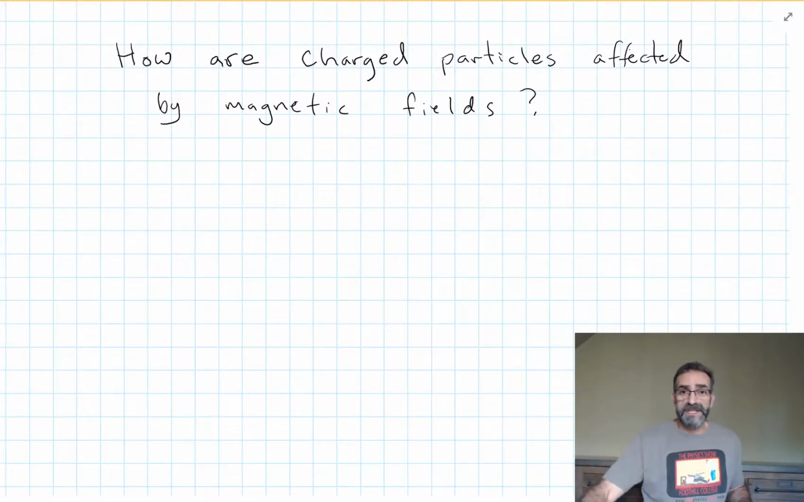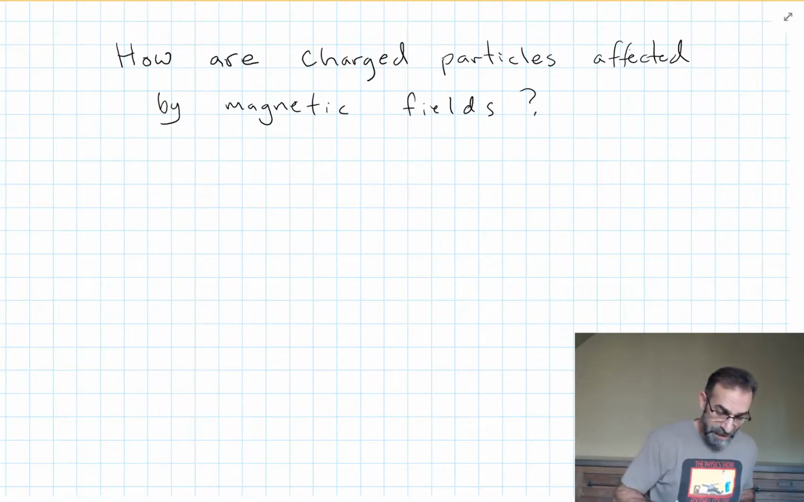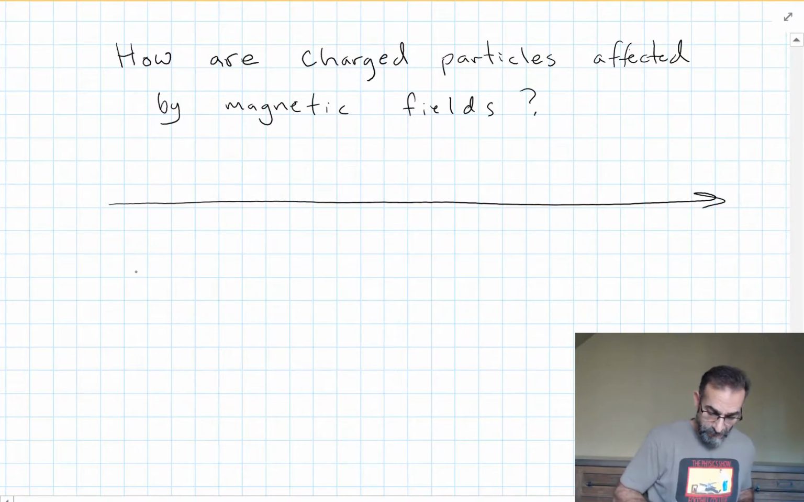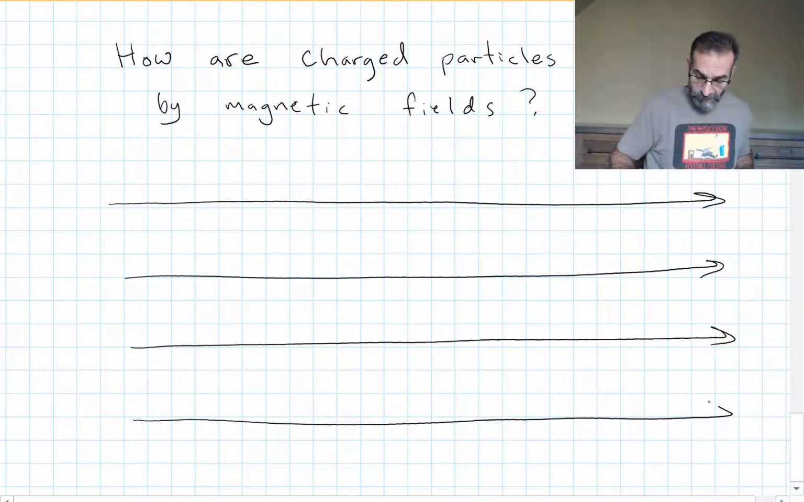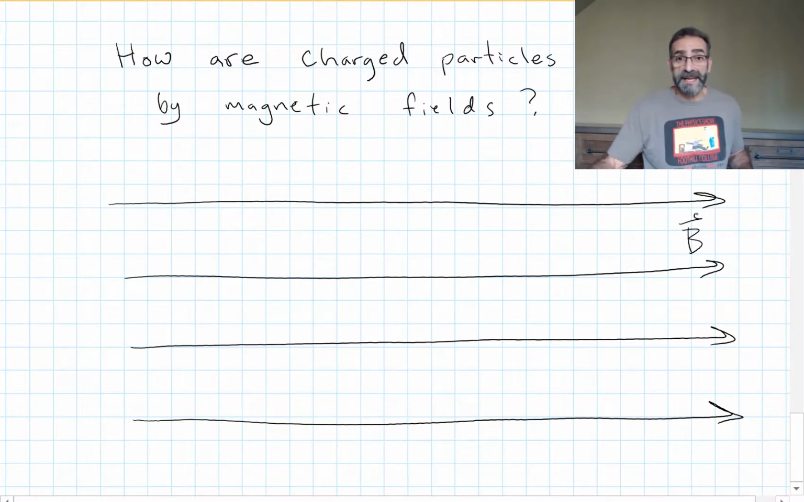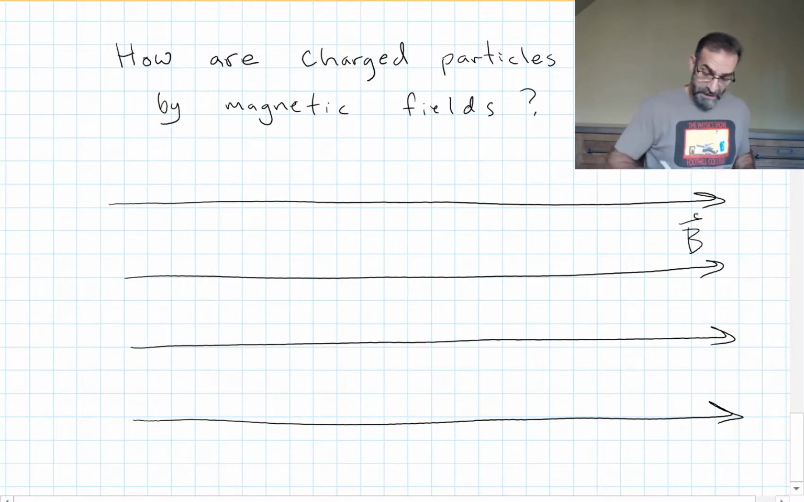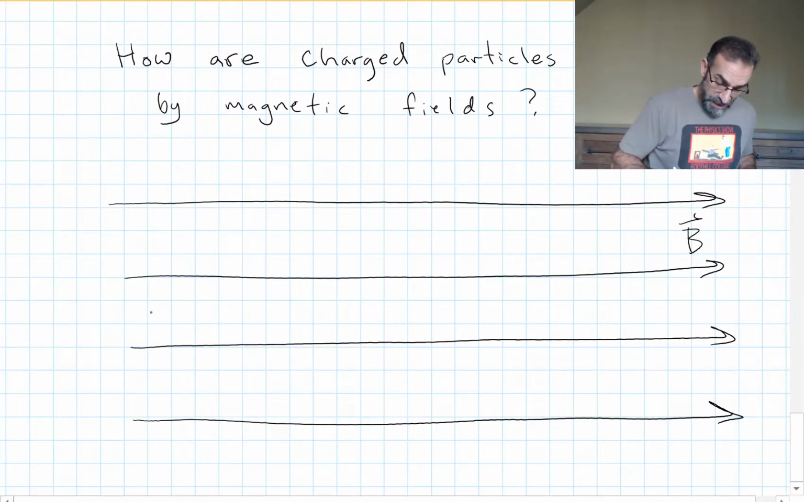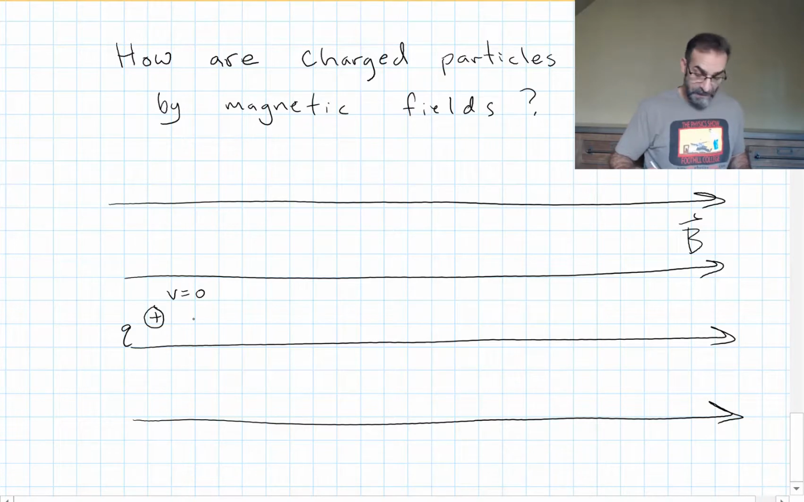One of the first questions we want to answer is, how are charged particles affected by magnetic fields? If we have a uniform magnetic field in this region of space, I'll have mine pointing to the right. And this is our magnetic field, and we use the symbol B, a capital B, to indicate a magnetic field. And I have a charged particle sitting here, charge Q, sitting there at rest in my magnetic field.